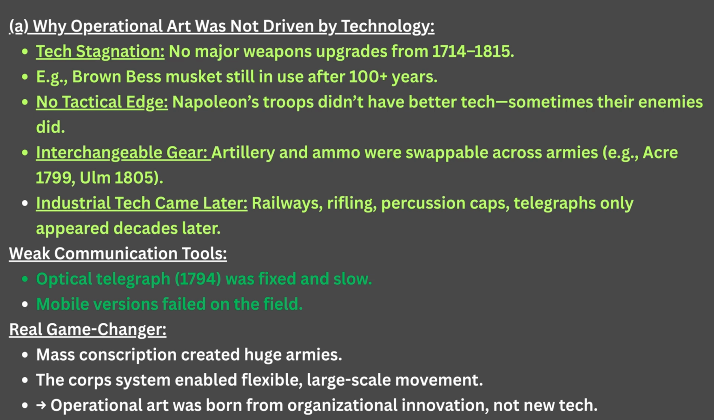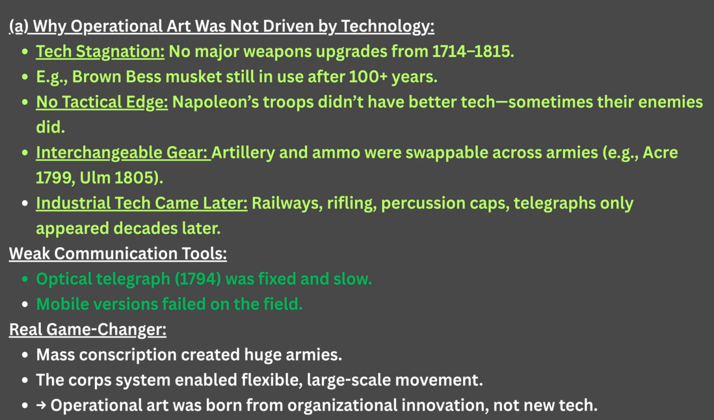Industrial tech, like railways, telegraphs, and rifled weapons, came decades later. So that wasn't what changed the game. Communication? Still weak. The optical telegraph, 1794, was slow, fixed in place, and useless in mobile campaigns. So what did change? The real revolution came from mass conscription and the corps system. Large armies, broken into smaller, mobile units, each one able to fight, march, and survive on its own. This organizational breakthrough gave rise to modern operational art.